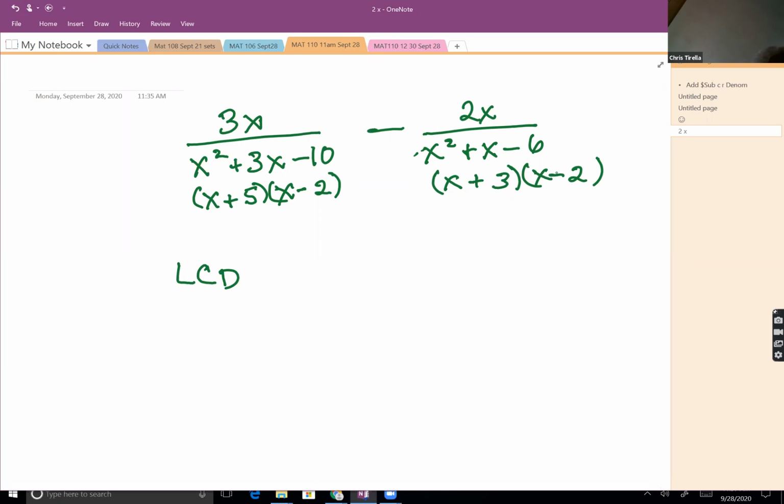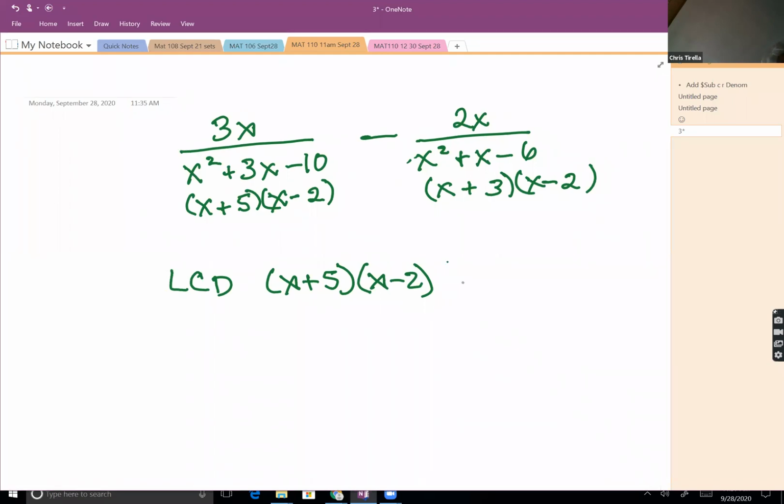So for a common denominator, now I have to make a list of all the factors I see. From the first one, I see a factor of x plus 5 and a factor of x minus 2. From the second one, I see a factor of x plus 3. There's a factor of x minus 2, but you notice in each of my denominators, x minus 2 only has an exponent of 1. And so I only need it once in my common denominator. And so that's going to be it.